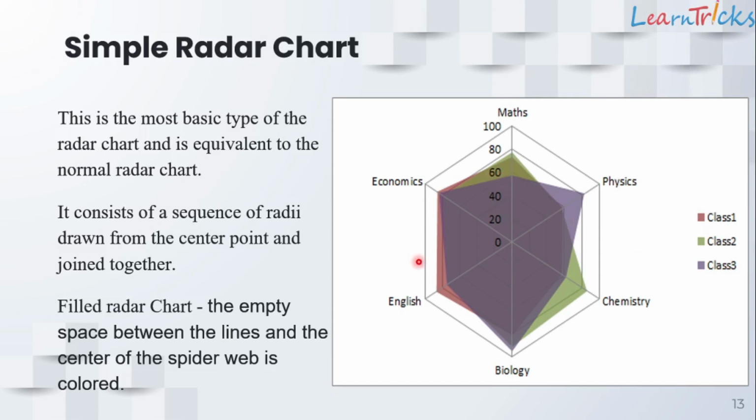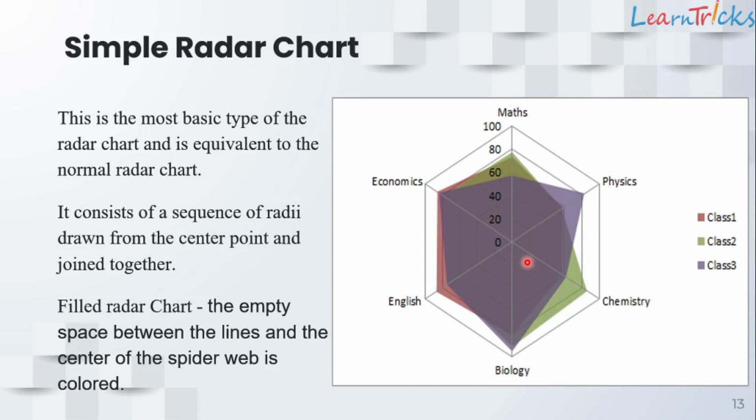Next, this type is called a filled radar chart, where the empty space between the lines and the center of the spider web is colored. When this empty space is colored, it is called a filled radar chart. Otherwise, if there are just these outlines, it is called a simple radar chart. Then we will see how to read the chart.